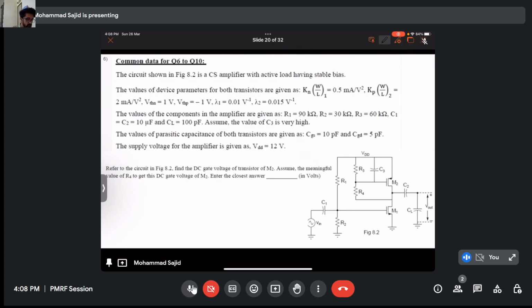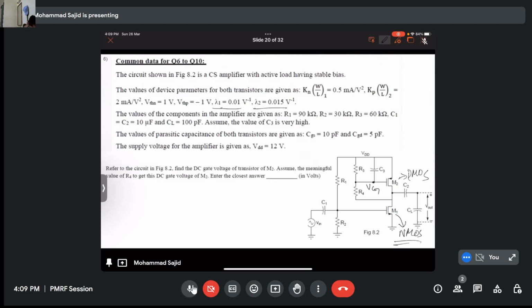Okay, so this is a MOSFET based question. Again, these are MOSFETs in series, but be assured that this is PMOS and this is your NMOS, right? So values are given, your channel length modulation parameters are also given. We have to find the DC gate voltage of transistor M2. We have to find this gate voltage, VG.